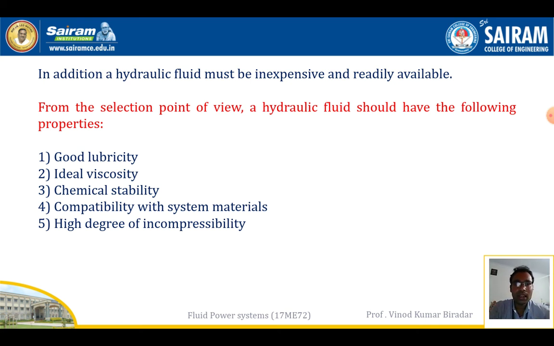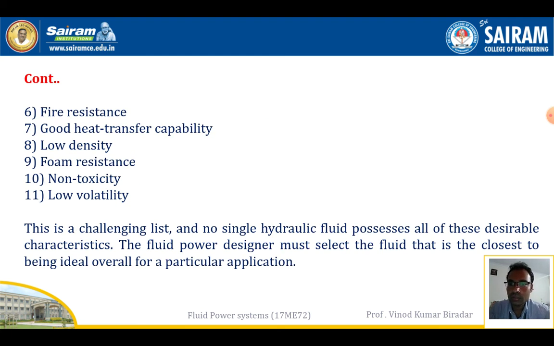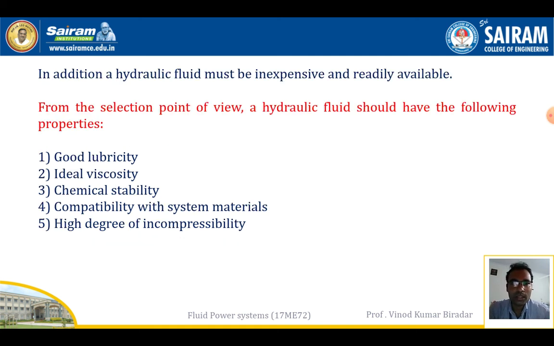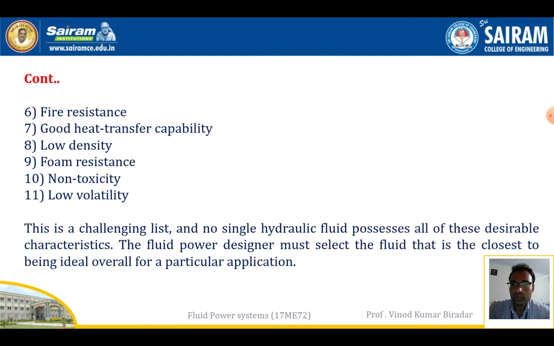From the selection point of view, a hydraulic fluid should have the following properties. Before choosing a fluid in any company, the fluid should have very good lubricity and ideal viscosity, chemical stability, compatibility with system material, and a high degree of incompressibility. These are the 5 main properties a fluid used in a hydraulic power system must have. Along with these 5, the 6th is fire resistance, and it should also have good heat transfer capability, low density, foam resistance, non-toxicity, and low volatility. So these are the 11 properties which the hydraulic fluid must have. The beginning 5 are most important. All these desirable characteristics should be there.